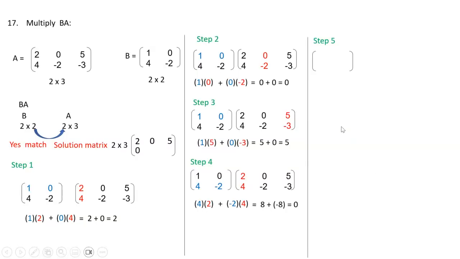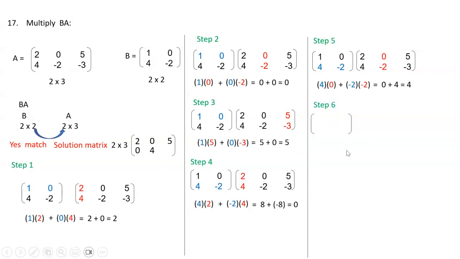Now step 5. The second row times the second column. 4 times 0 plus negative 2 times negative 2 will give us 0 plus 4. The answer will be 4. So the 4 goes on the second row, second column.